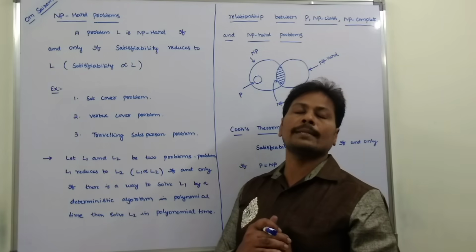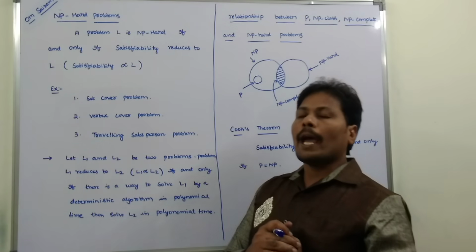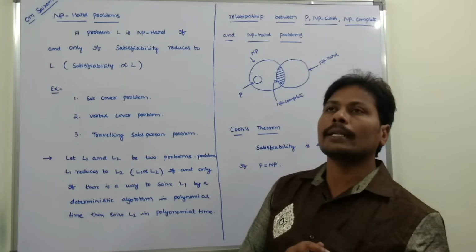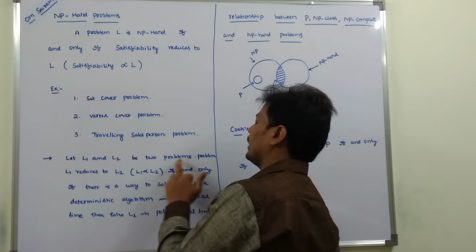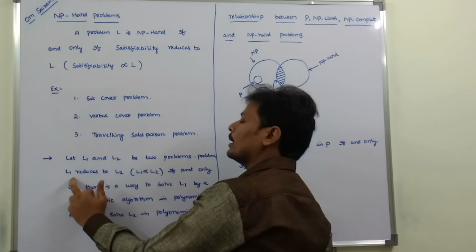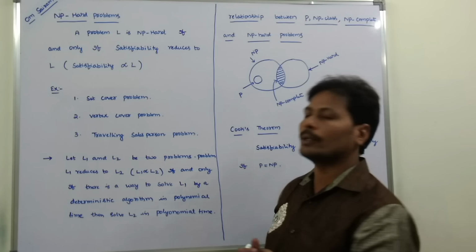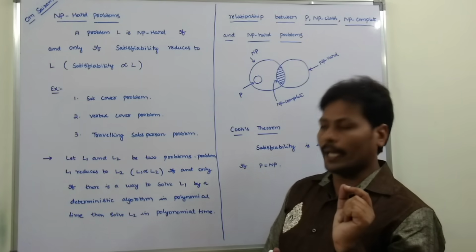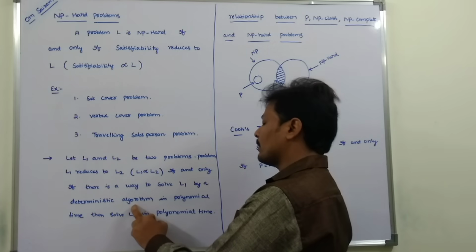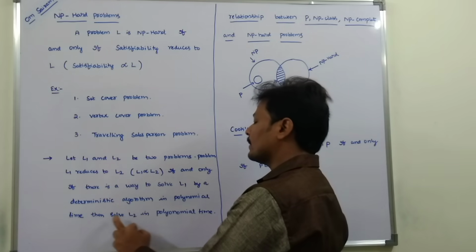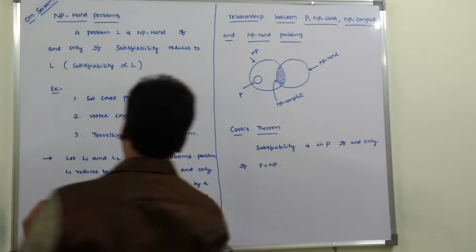Now, L1 and L2 are two problems. We have to write L1 reducible to L2. It can be written as L1 ∝ L2, if and only if there is a way to solve L1 by a deterministic algorithm in polynomial time, then solve L2 in polynomial time. So what is the meaning of this?